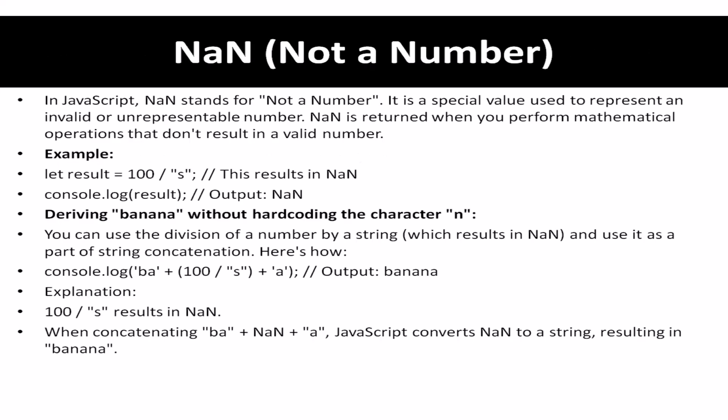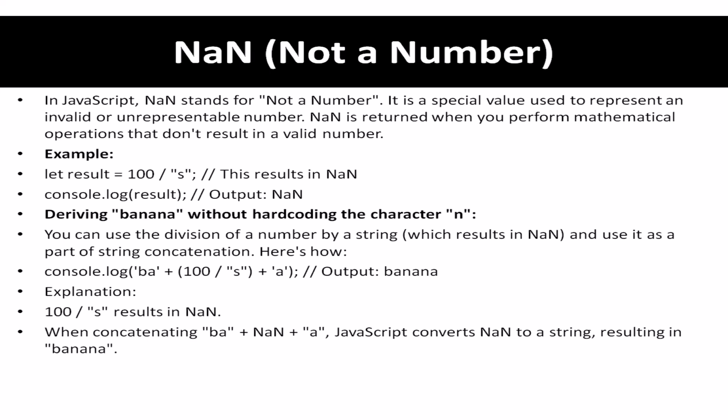Next one is NaN, not a number. In JavaScript, NaN is a special value used to represent an invalid or unrepresentable number. NaN is returned when you perform a mathematical operation that doesn't result in a valid number. For example, if you divide by 0, the output will be undefined, or it will cause an error.